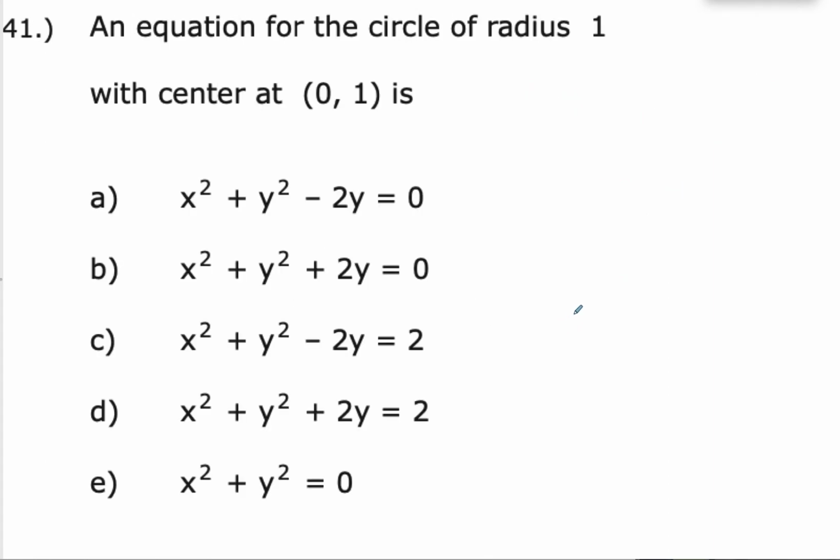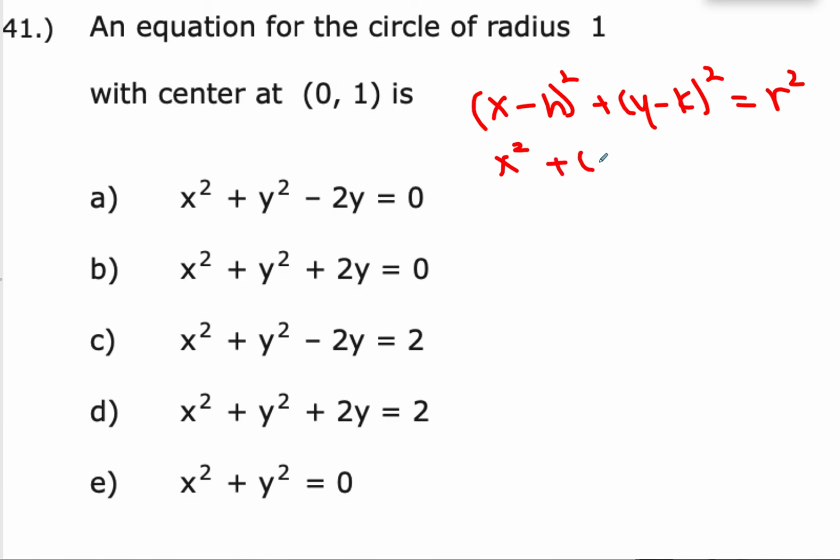All right, let's look at number 41. An equation of a circle with radius of 1, as we talked about earlier, we get x minus h squared plus y minus k squared is equal to r squared. Based upon this, what I can do is x minus 0, which is simply x squared, plus y minus 1 squared is equal to 1 squared, which is equal to 1.